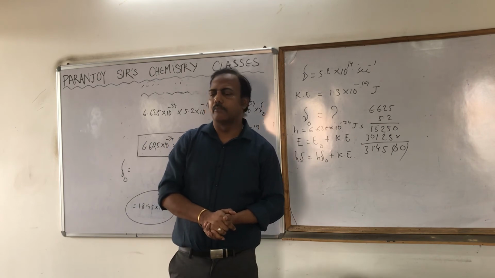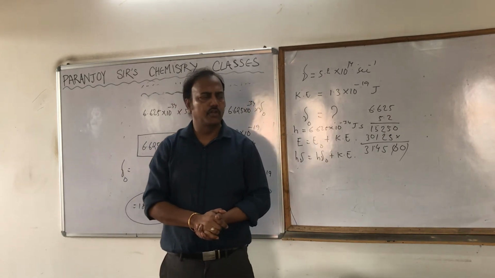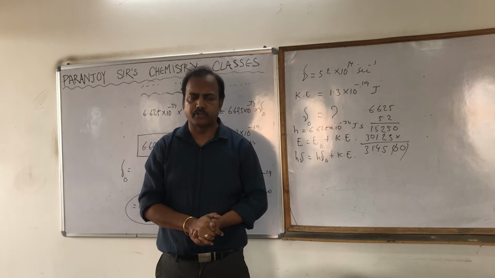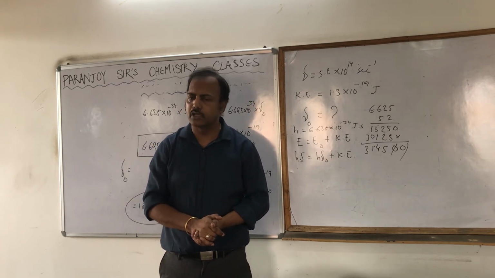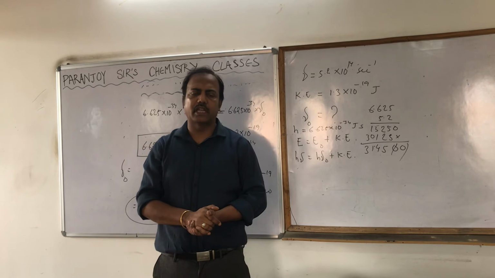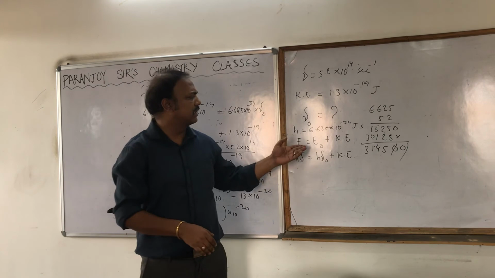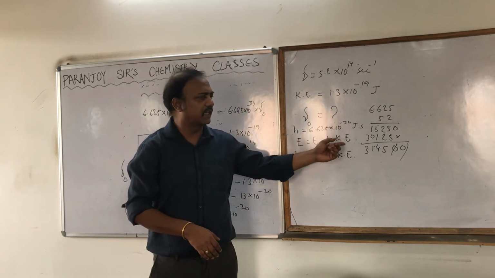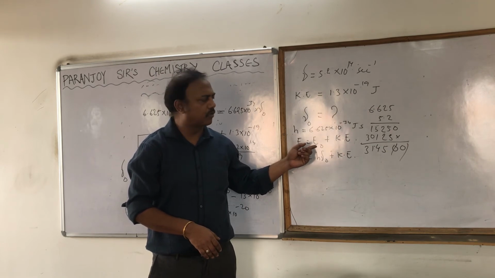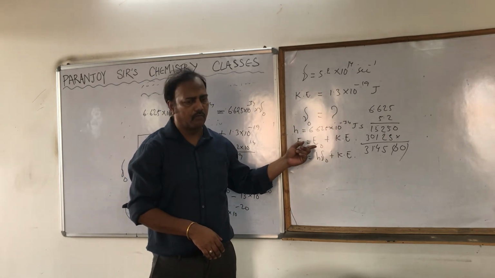Now mathematically we can say that the energy of the photon should be equal to the threshold energy, that means the minimum energy required to just take out the electron from the metal surface, plus the kinetic energy. So E is equal to E0 plus kinetic energy, where E0 is known as threshold energy, also known as work function.